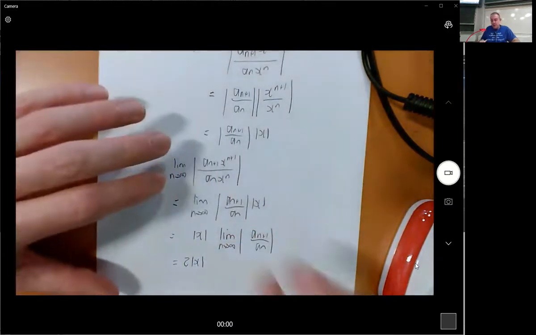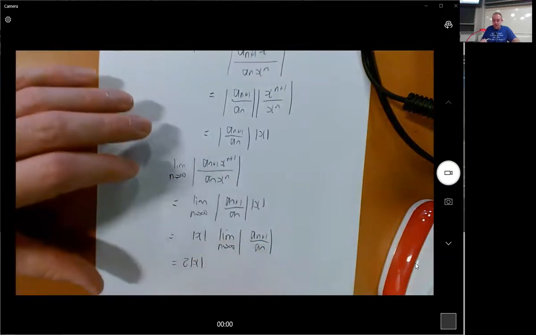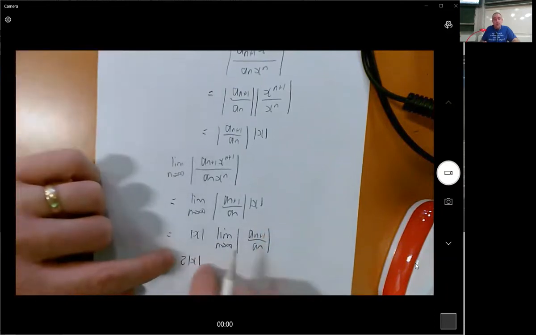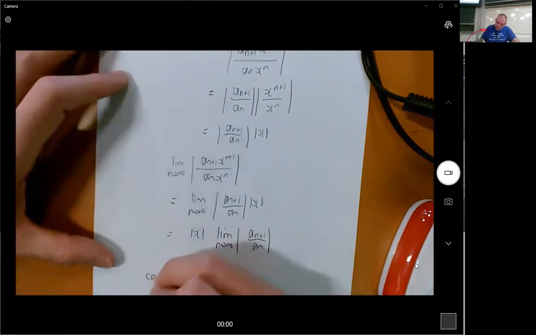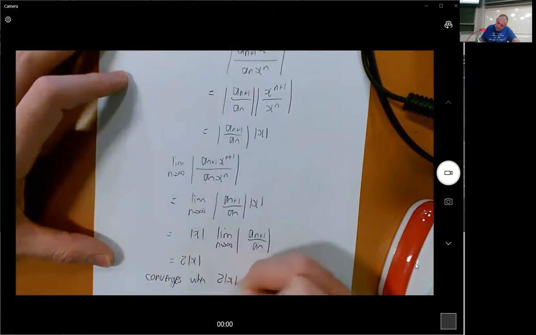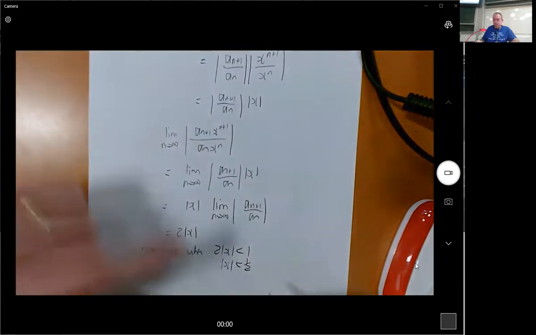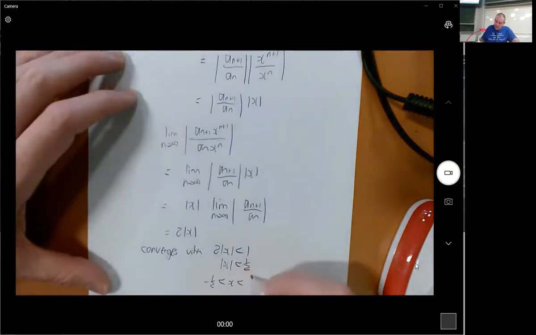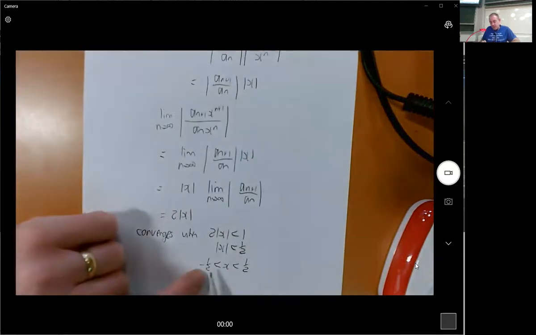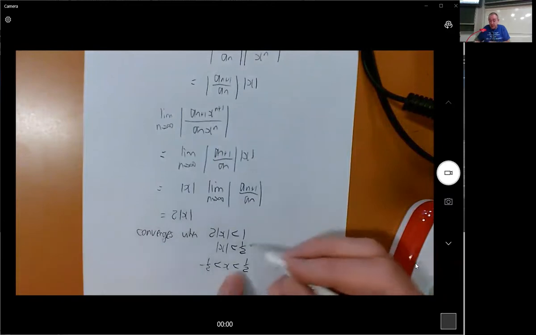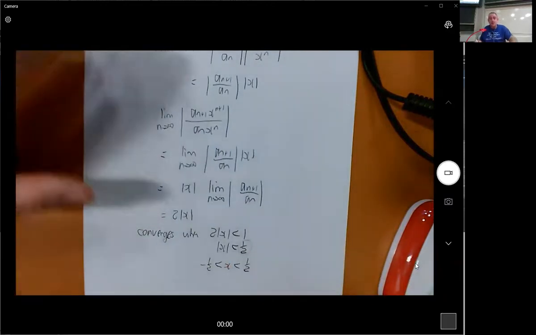And when I do the ratio test, if this limit comes out to be less than 1, then the series definitely converges. And if it's greater than 1, then it definitely diverges. So that'll give me a little zone based on x. So it converges when that is less than 1, which means the absolute value of x is less than 1/2. And that's giving me a zone from -1/2 to +1/2. It might actually converge at one or both of these ends, but in terms of the width of that interval is 1 wide, and the radius from the center to the edge is 1/2. So at this stage, I would know that the radius of convergence is 1/2.